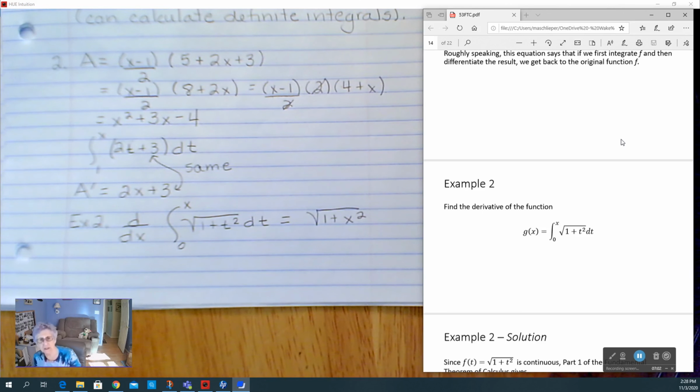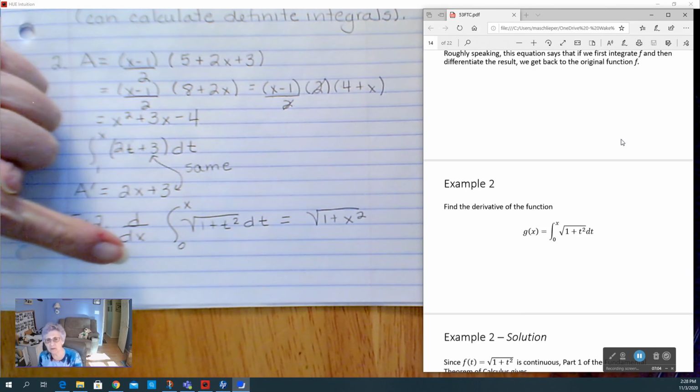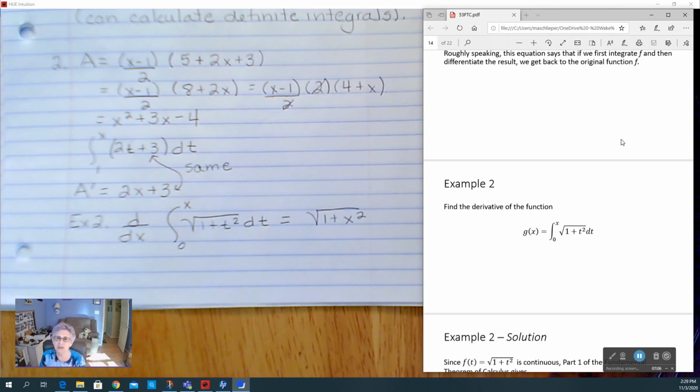Now, students often say, hey, but what about that 0? If you plug that 0 in, you'd get the square root of 1 in there. But no, if you plug the 0 in, you're going to get a constant. And what's the derivative of a constant? 0. So, yeah, it works.